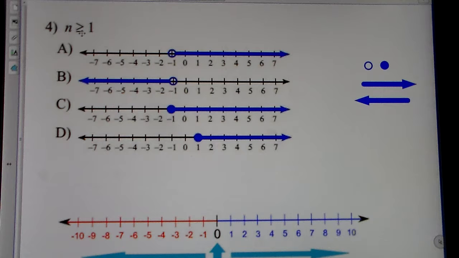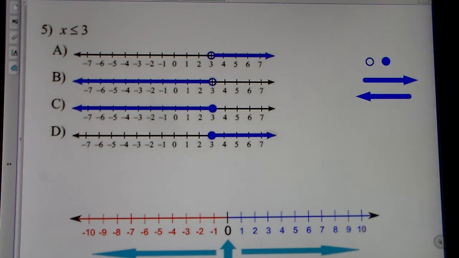Number 4. We have N is greater than or equal to 1. So greater than or equal to, we need to close the circle. N is greater than, so it's going to be to the right at 1. And the correct picture, as far as A, B, C, and D, would be D. So 4 is D.